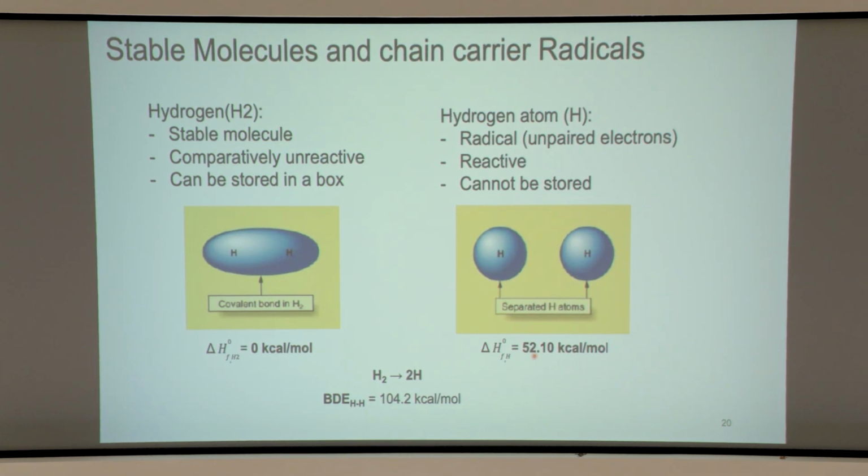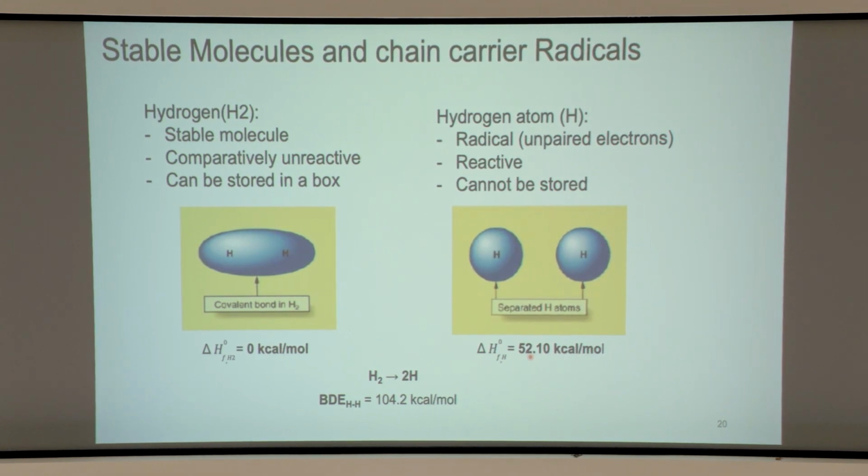What is the difference between a radical and an ion? Anyone want to tell us? Are ions radicals? Are radicals ions? Are they the same thing? Different?